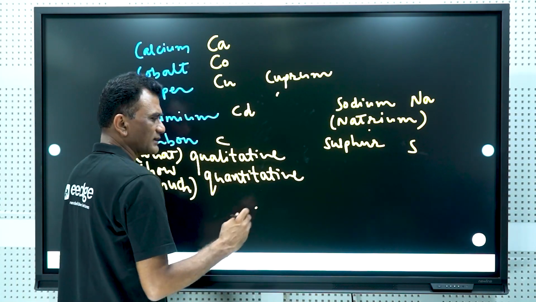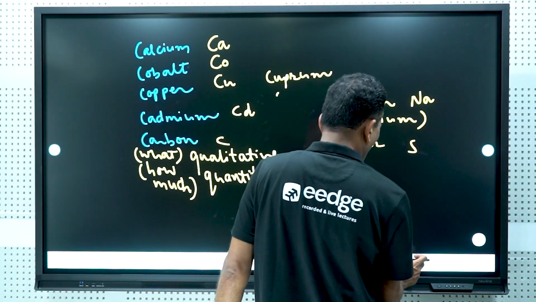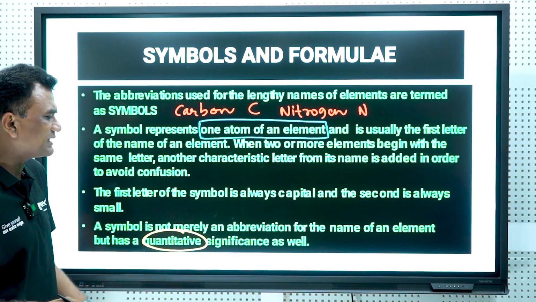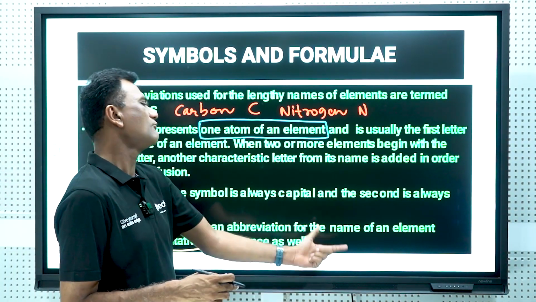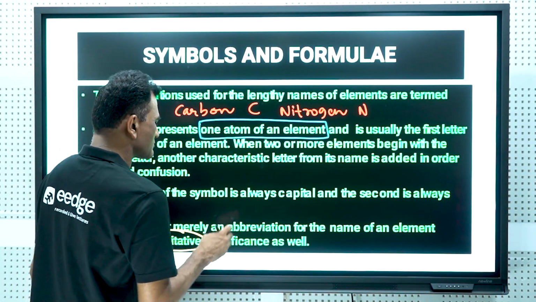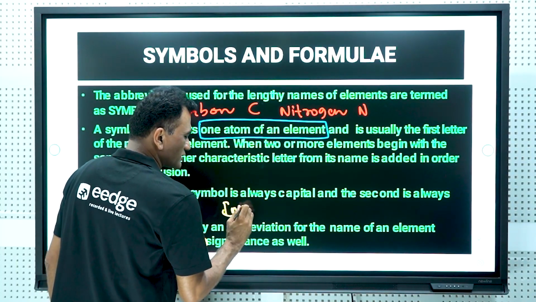So qualitative and quantitative, these are two words. So a symbol is not only an abbreviation, a short form for the name of an element, but has a quantitative significance. Significance means importance.